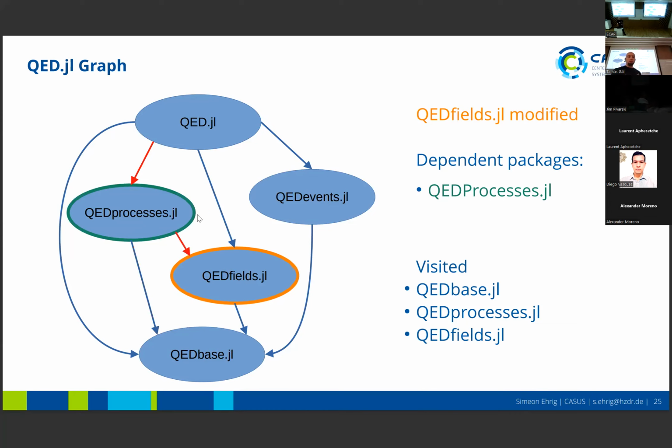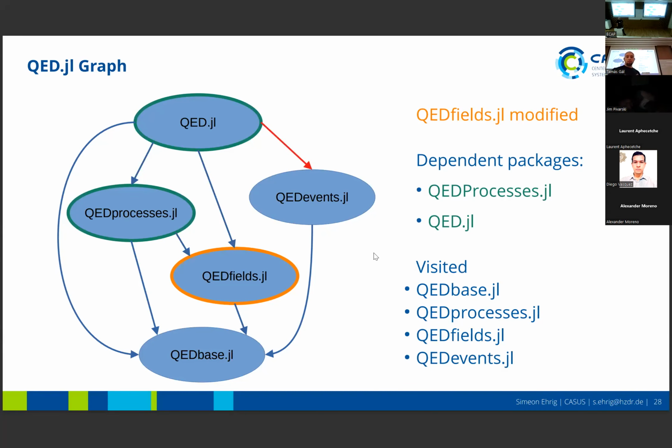And now we know we come from QED processes. So this means QED processes uses QED fields, and we mark it for the test. Then QED fields also has dependencies, QED base. And then we go to the next dependency of QED.jl, and it's QED fields again. So it means we also need to test QED.jl, the 2 packages.